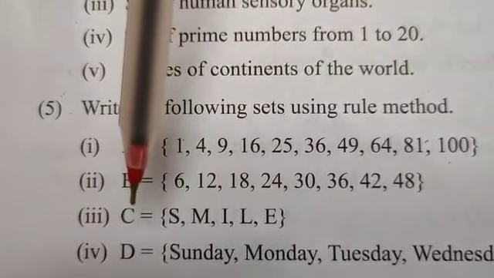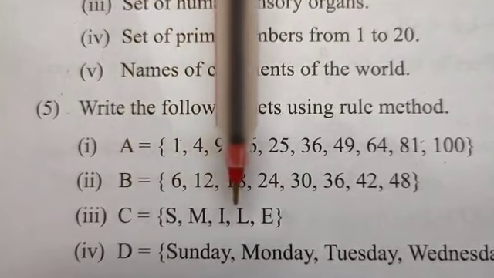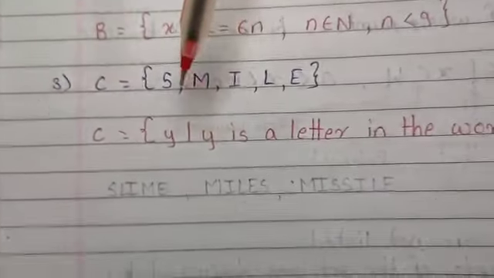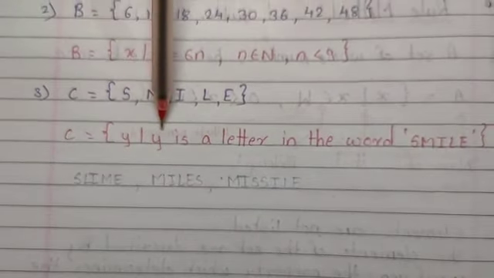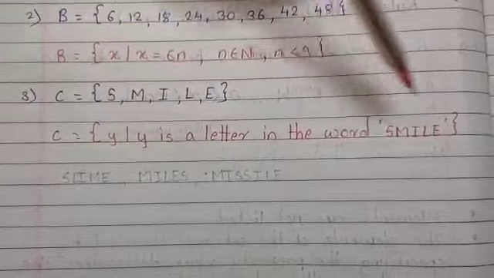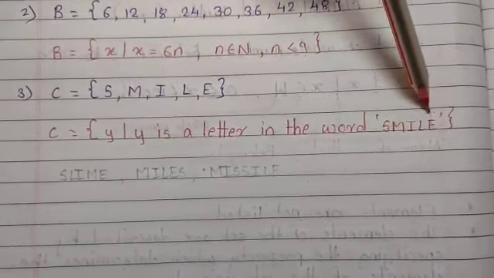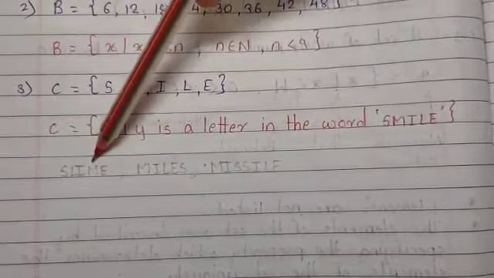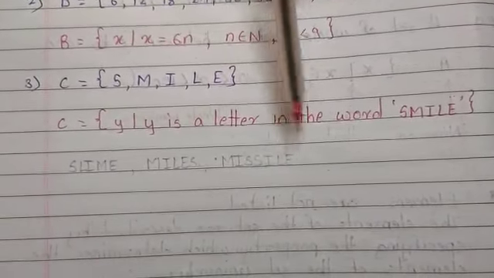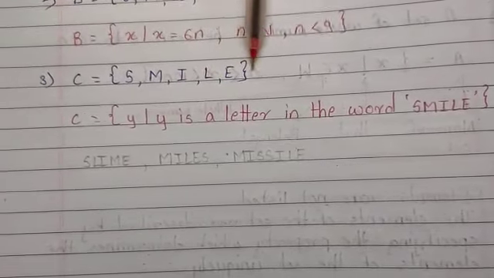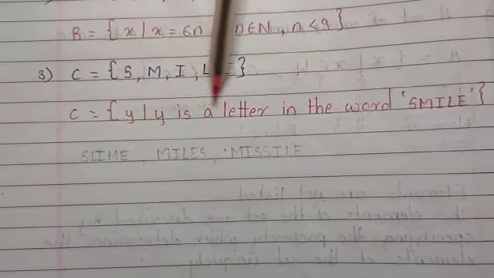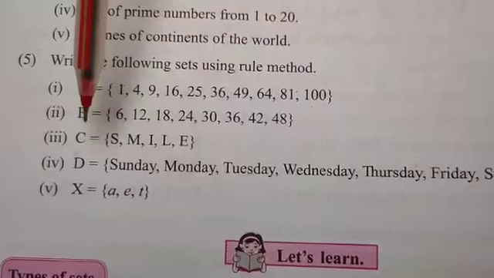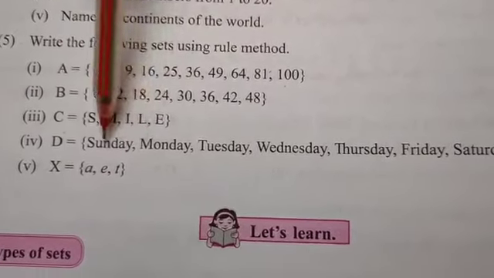Third question is, C is a set of S, M, I, L, E. So how will we write this? C is a set of all y such that y is a letter in the word smile. You can write here smile or slime, miles, missile, anything. But we should have all these elements in our word. So our answer is C is a set of all y such that y is a letter in the word smile.